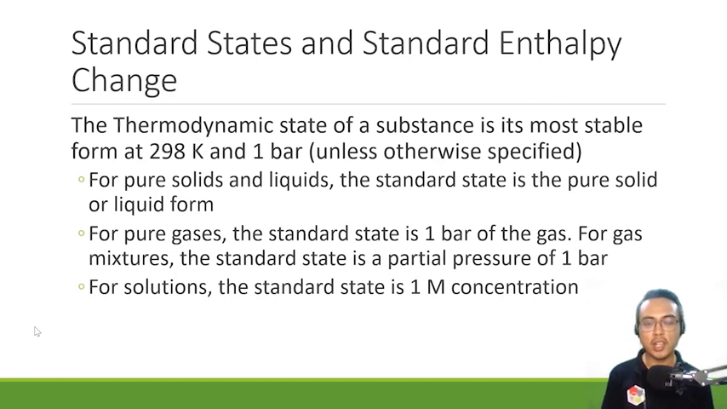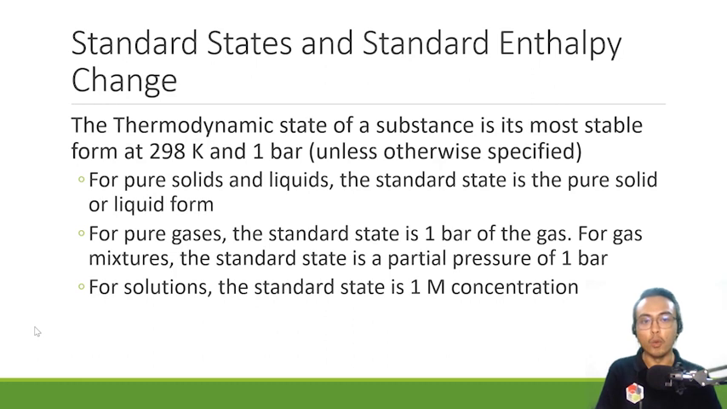The concept of the standard enthalpy change is very important for us because it gives us a baseline from which we can compare different substances and their differences in energies. And for that, we have to learn about the standard states. The standard state of a substance is its most stable form at 298 Kelvin and 1 bar. Basically, it's the phase of the substance at 298 Kelvin and 1 bar.